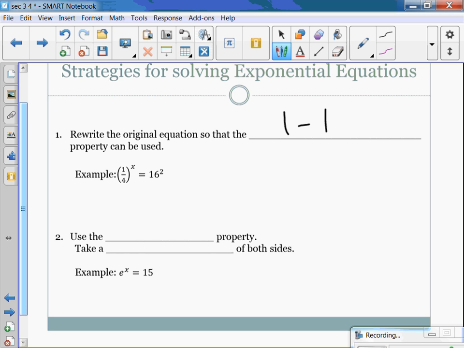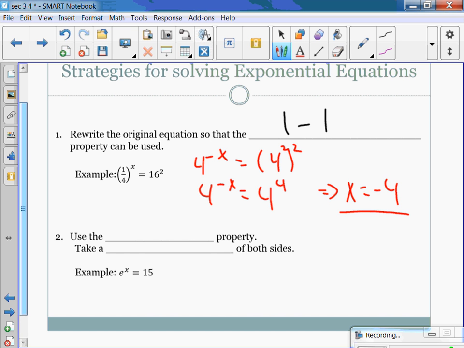Again, 4 to the... To bring the 4 to the top, we use a negative exponent. What about the right side? 16 is just 4 squared. It has that same base. 4 squared squared is... So now I have 4 to the negative x equals 4 to the 4th.